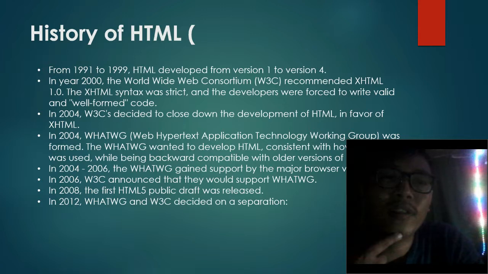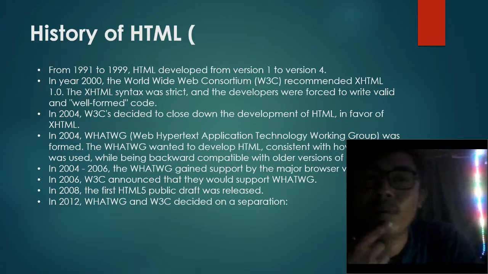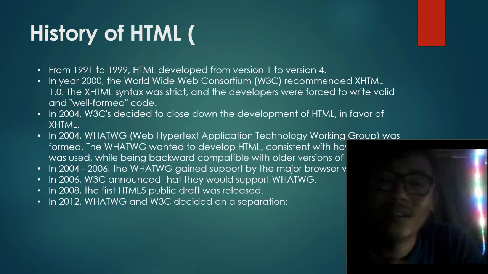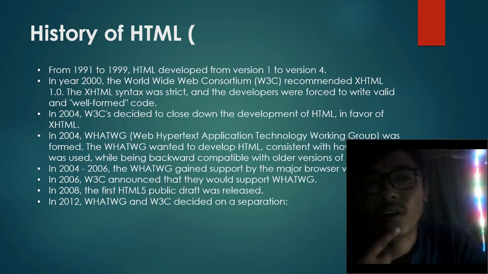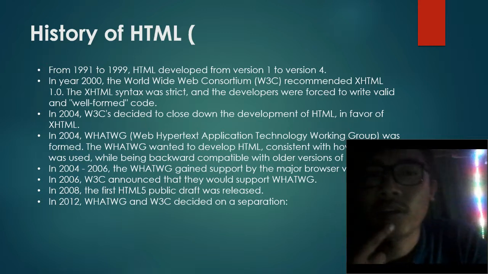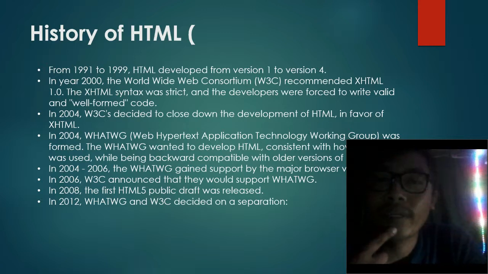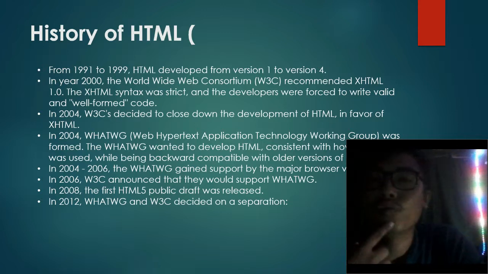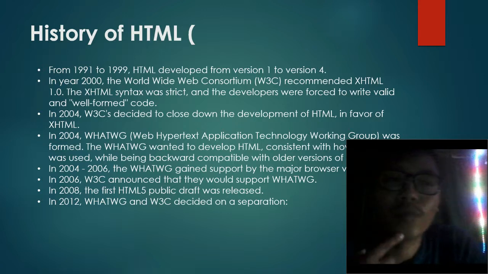First of all, HTML was born in 1991. From 1991 to 1999, HTML developed from version 1 to version 4. This was the first stage of HTML, and in the year 2000, the World Wide Web Consortium, W3C, recommended XHTML 1.0. The XHTML syntax was strict and developers were forced to write valid and well-formed code.